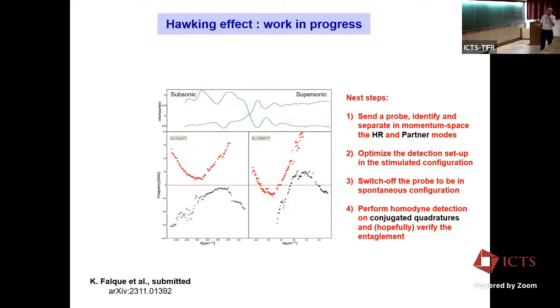Then the next step, as I said, is to send the probe, identify and separate in momentum space the two modes, Hawking and partner, and optimize the detection setup in the stimulated emission. Then switch off the probe, so we are in the spontaneous emission, and use homodyne detection on conjugate quadratures of the field, and hopefully verify the entanglement using some criterion for entanglement. Yeah, so this is the program.